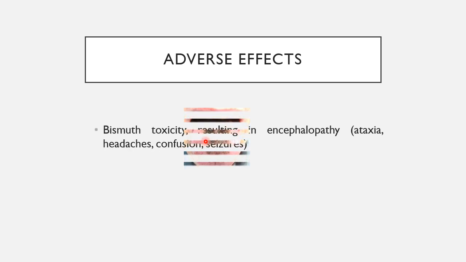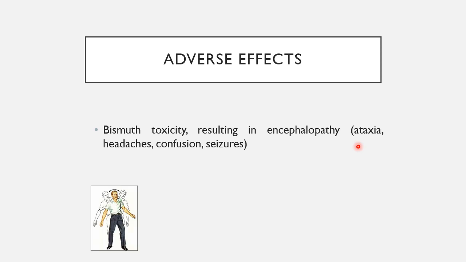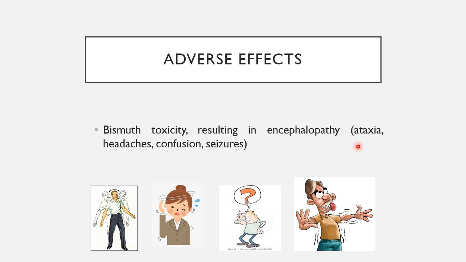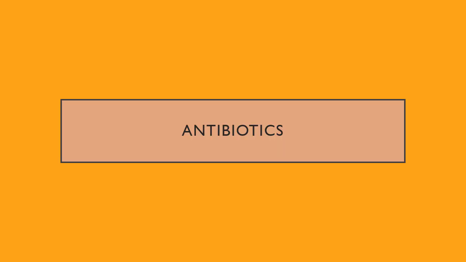It is really important. And if its excretion is impaired, it can result in bismuth toxicity, which can cause encephalopathy, and the patient can present with ataxia, headaches, confusion, and seizures. But this will occur only if the renal excretion is impaired and bismuth is absorbed in a larger quantity. Otherwise, this is a very safe drug.